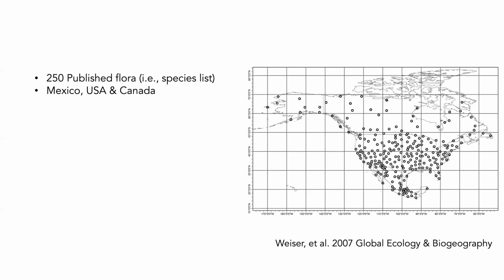Another paper that I worked on involved taking the list of species from about 250 different places. So these are all vascular plants that occur at a given place. Now, the generation of each one of those published floras involves thousands of hours of sampling and identification just to make the species list.